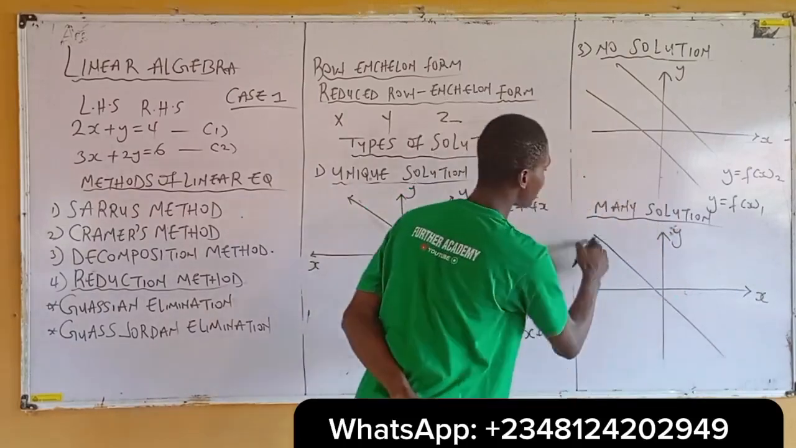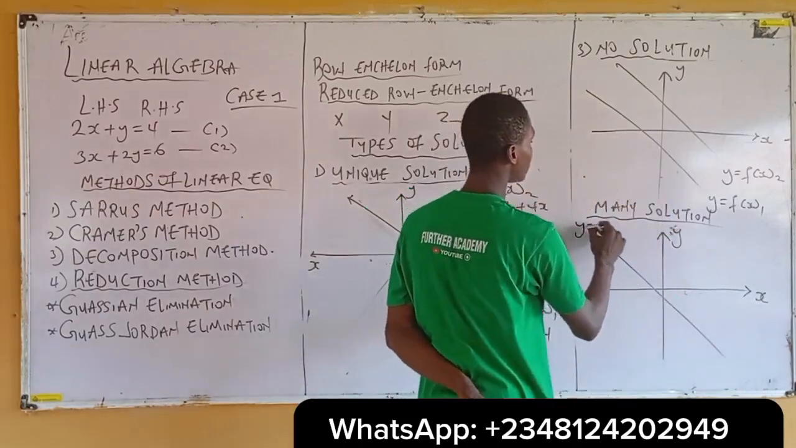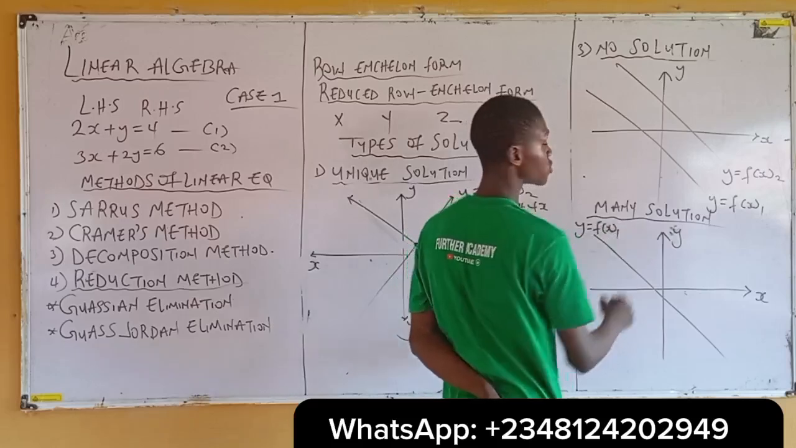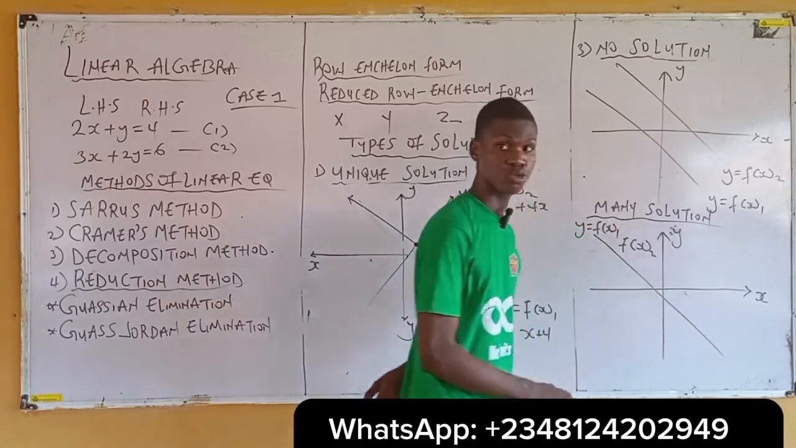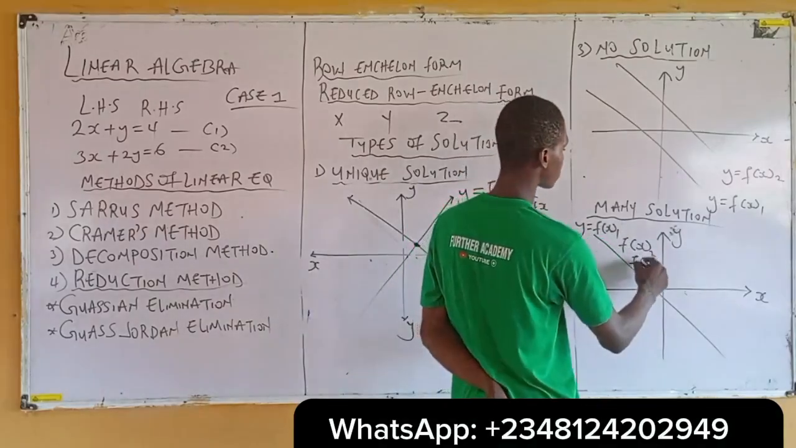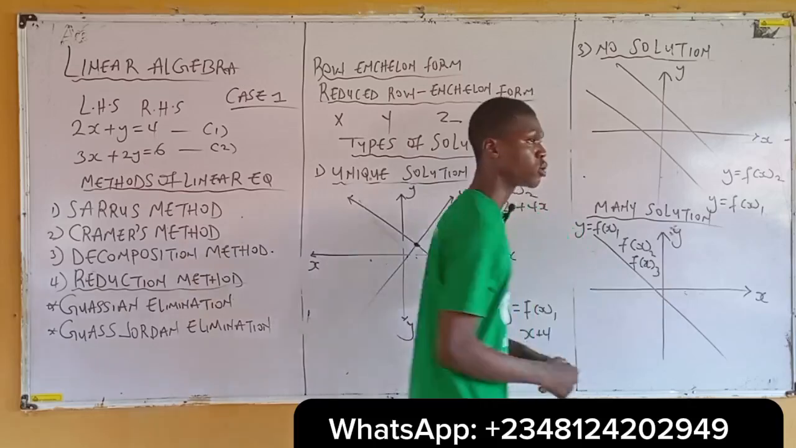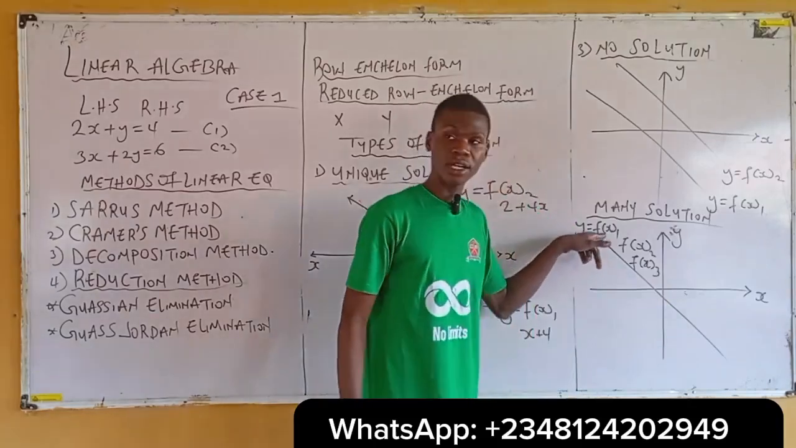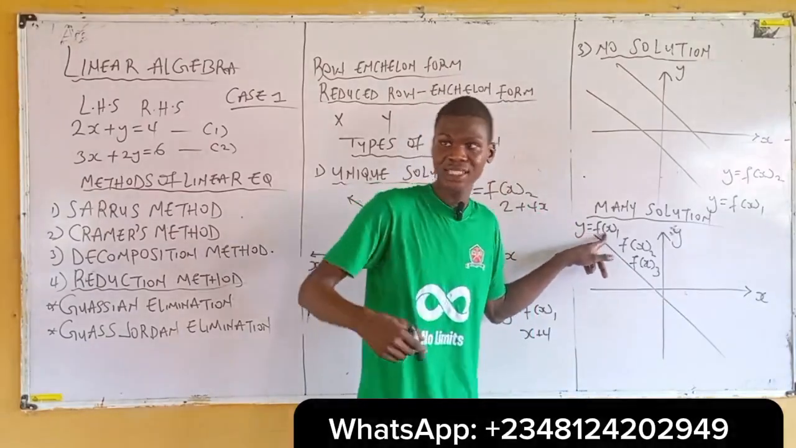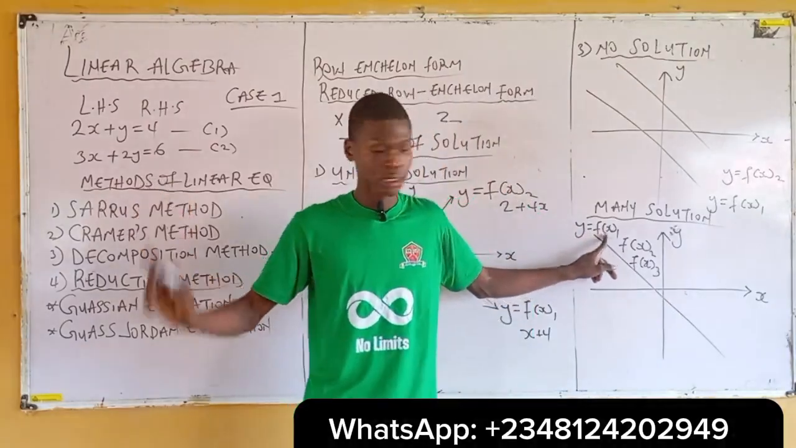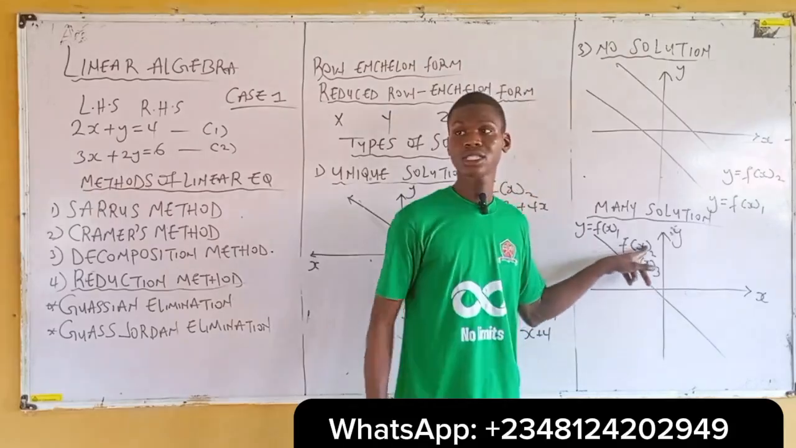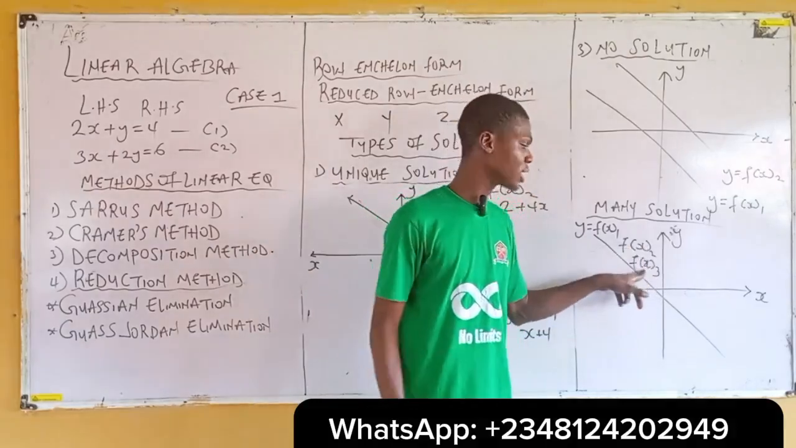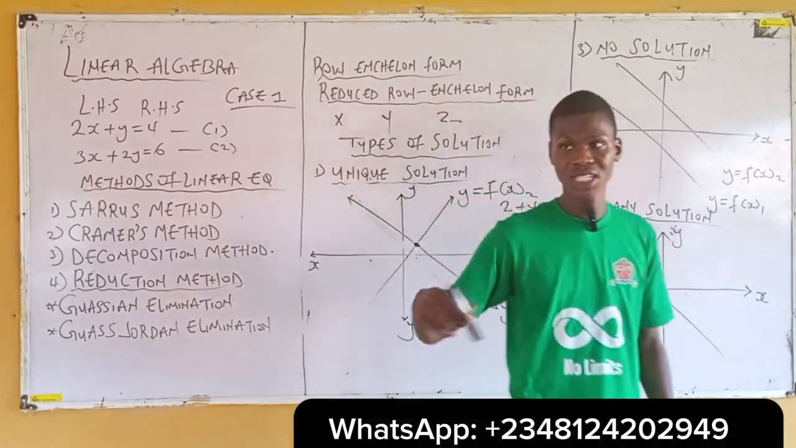This single line is telling me that y can be equal to what? f of x subscript 1. y can be equal to what? f of x subscript 2. y can be equal to what? f of x subscript 3. So meaning that for this very first one, it satisfies that system of linear equation. For this same line, it also satisfies what? That system of linear equation. Then lastly, this also satisfies what? That system of linear equation.